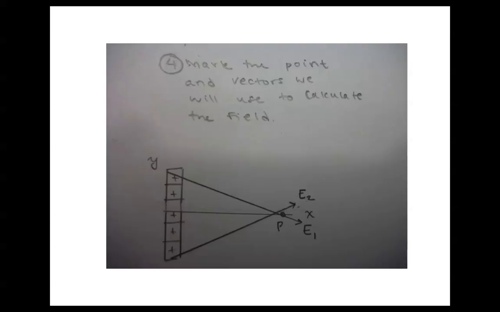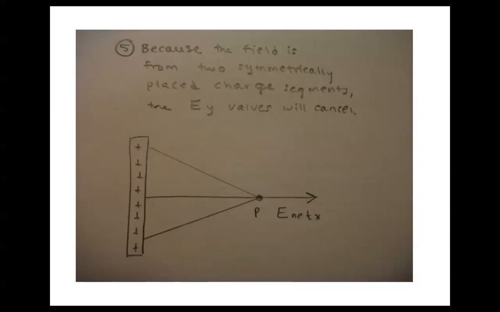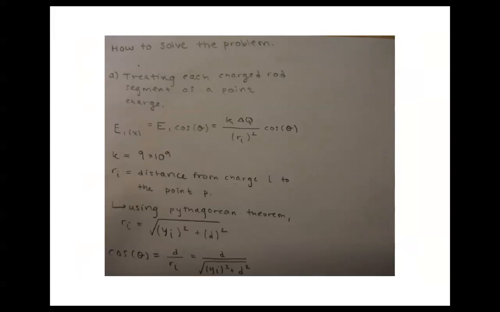Now, we draw the specific field lines that intersect P. These lines are exactly the same distance from the origin. Because the lines are the exact same distance from one another, we know that the Ey components cancel, leaving us only with Ex values to work with. To solve the problem, we must recognize each segment of the rod as a point charge.